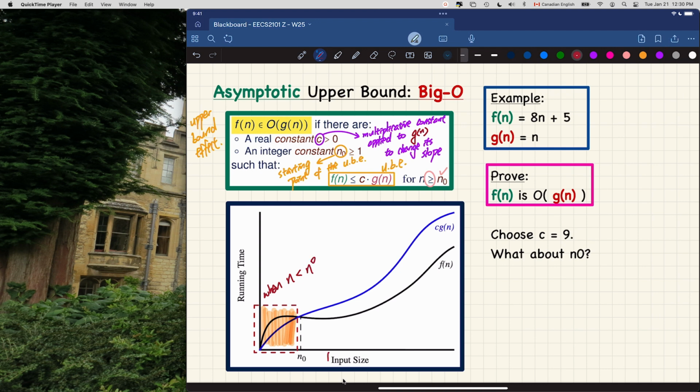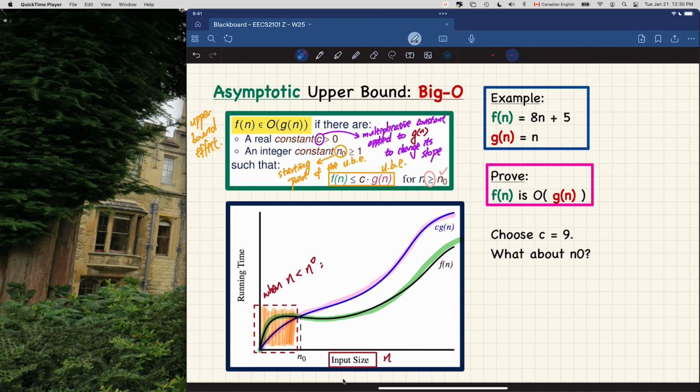N is the input size, by the way. Input size over here is the n. You can see here when n is strictly less than n0, do we have the upper bound effects? That's the question. But you can see obviously this part over here is larger than this part. So this part over here is the g of n. So this is a runtime function, and this one over here is the manipulated version of g of n, the reference function.